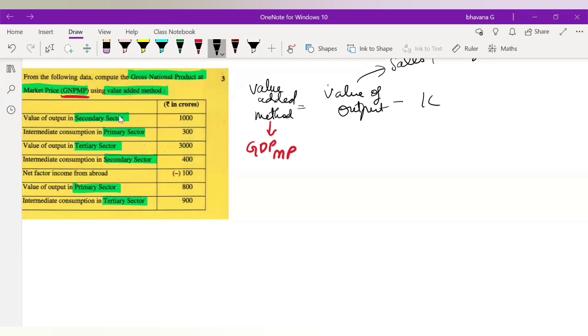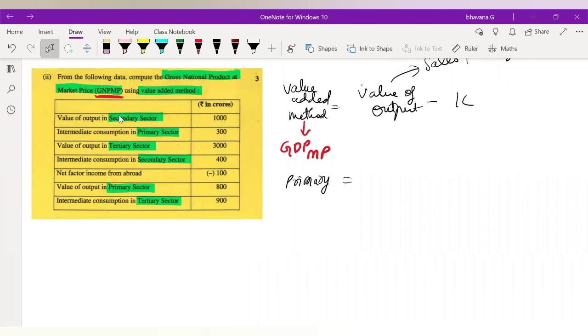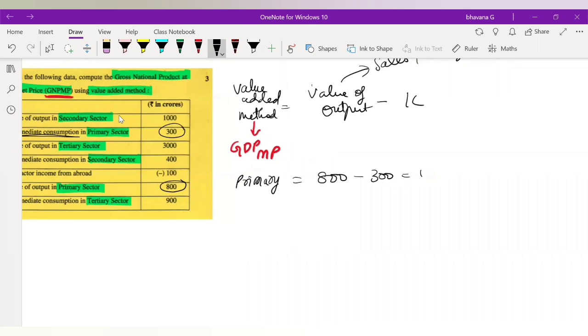So first we'll take your primary sector. In the primary sector, if you do value of output minus intermediate consumption, what will it be? Primary sector value of output is 800, and intermediate consumption of the primary sector is 300. So you have to do 800 minus 300, which is nothing but 500.